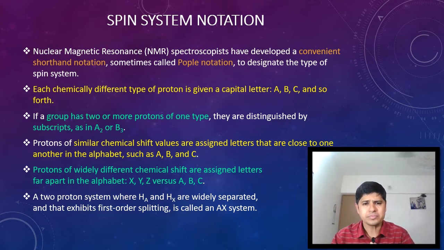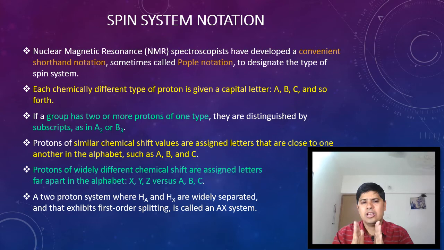Now let us consider a second example, CH3O CH2 CH2 Cl. In between there are two methylene groups. One methylene group is attached to the methoxy group, oxygen, and the second methylene group is attached to chlorine. Suppose we have to designate a spin system for those two intermediate CH2 groups. Now see, suppose these two groups have a very small difference in their chemical shift.